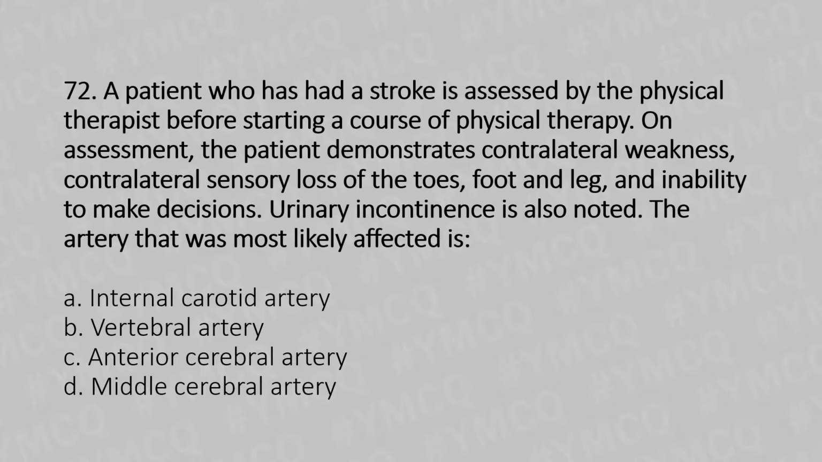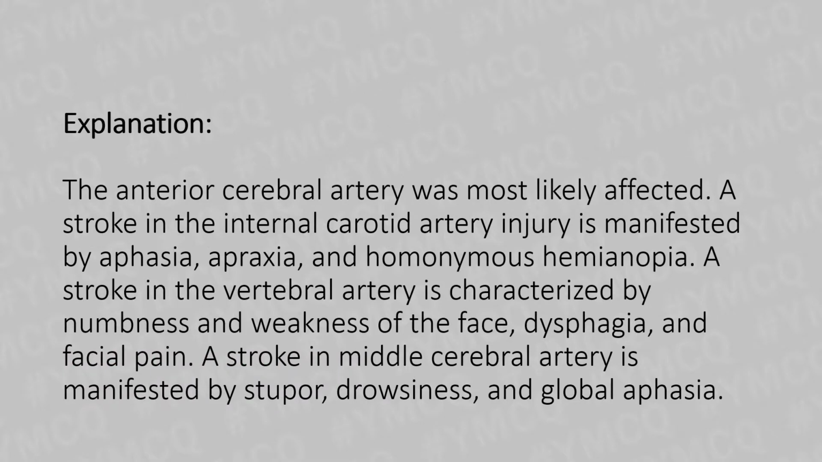And the answer is Option C, anterior cerebral artery. Explanation to this question is, the anterior cerebral artery was most likely affected. A stroke from internal carotid artery injury is manifested by aphasia, apraxia, and homonymous hemianopia. A stroke in the vertebral artery is characterized by numbness and weakness of the face, dysphagia, and facial pain. A stroke in the middle cerebral artery is manifested by stupor, drowsiness, and global aphasia.